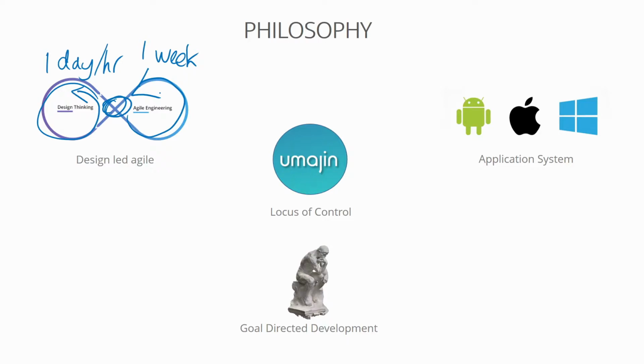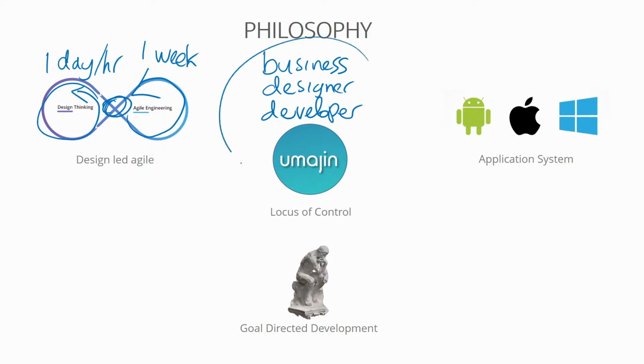Umajin locus of control is all about the psychological concept that people like to control their work. So whether you're a business user trying to create essentially your project brief directly in the tool, if you're a designer trying to create the branding and the user experience, you do that directly in the tool, and then you work with the developer to create the extensions that you require. So it's sort of all in one place.